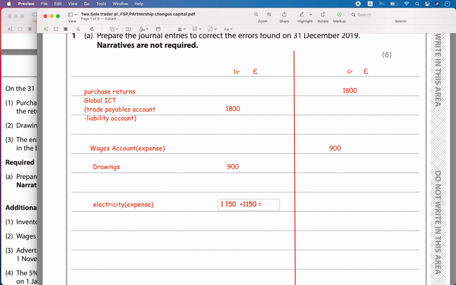And in the bank account, I will have to remove that and make the correct entry also. So it will be 2300 correct entry on the credit side of the bank.